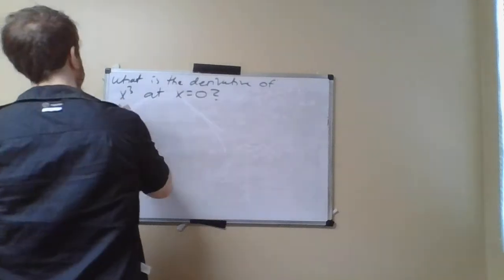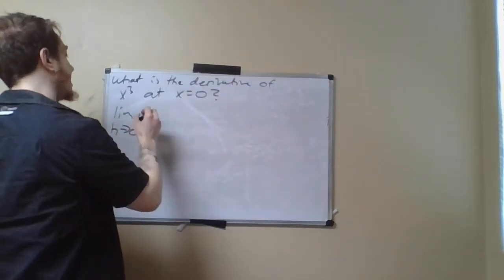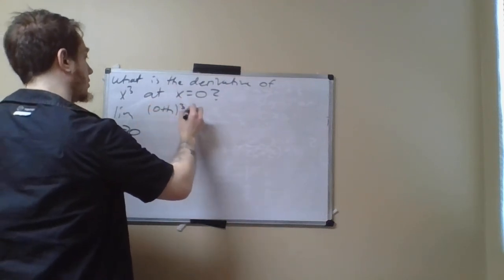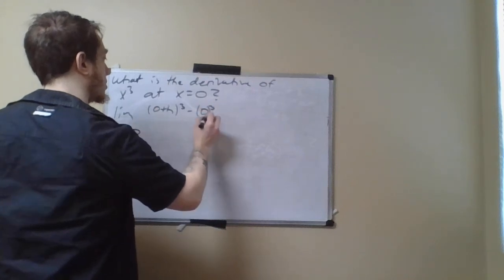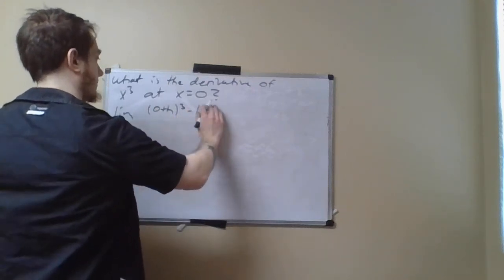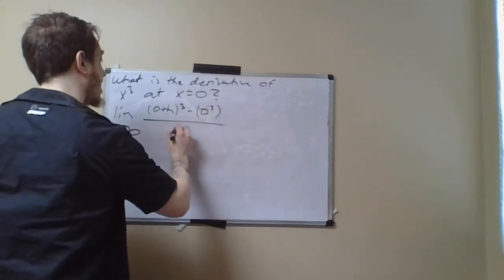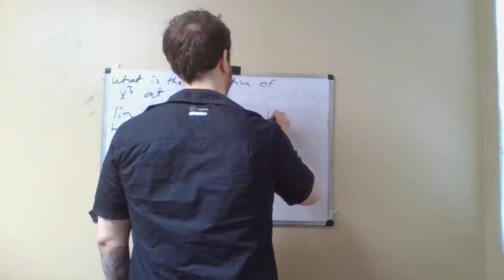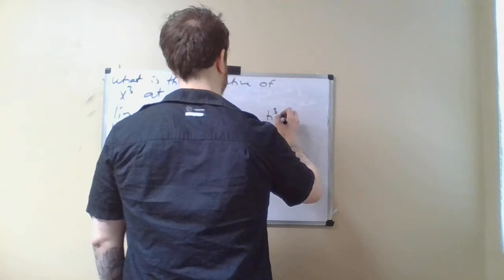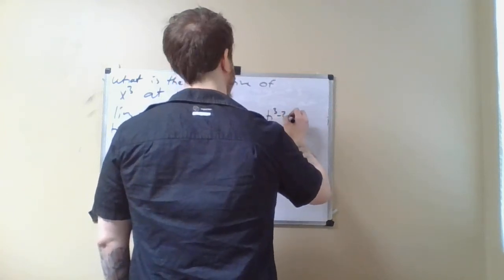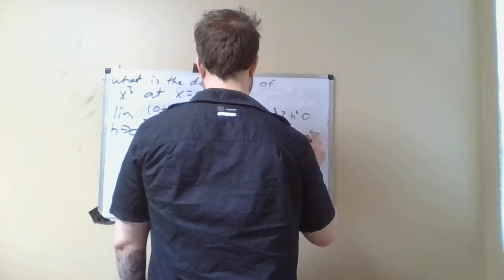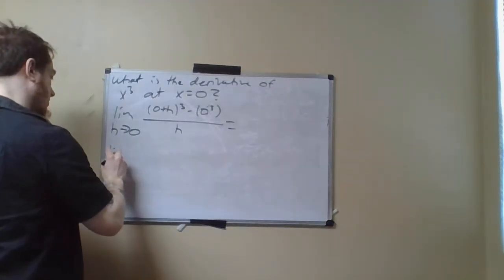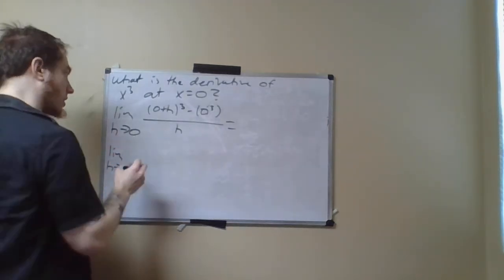Okay, so how do I do this? Well, I'm going to do this using the h definition. So the limit as h goes to 0 of (0 plus h) cubed minus 0 cubed, divided by h. Well, this is equal to the limit as h goes to 0 of... I don't have room here. Give me a minute to write this out below. This is where having this tiny whiteboard is going to drive me absolutely nuts, because some of these things we're going to do are going to be pretty long.